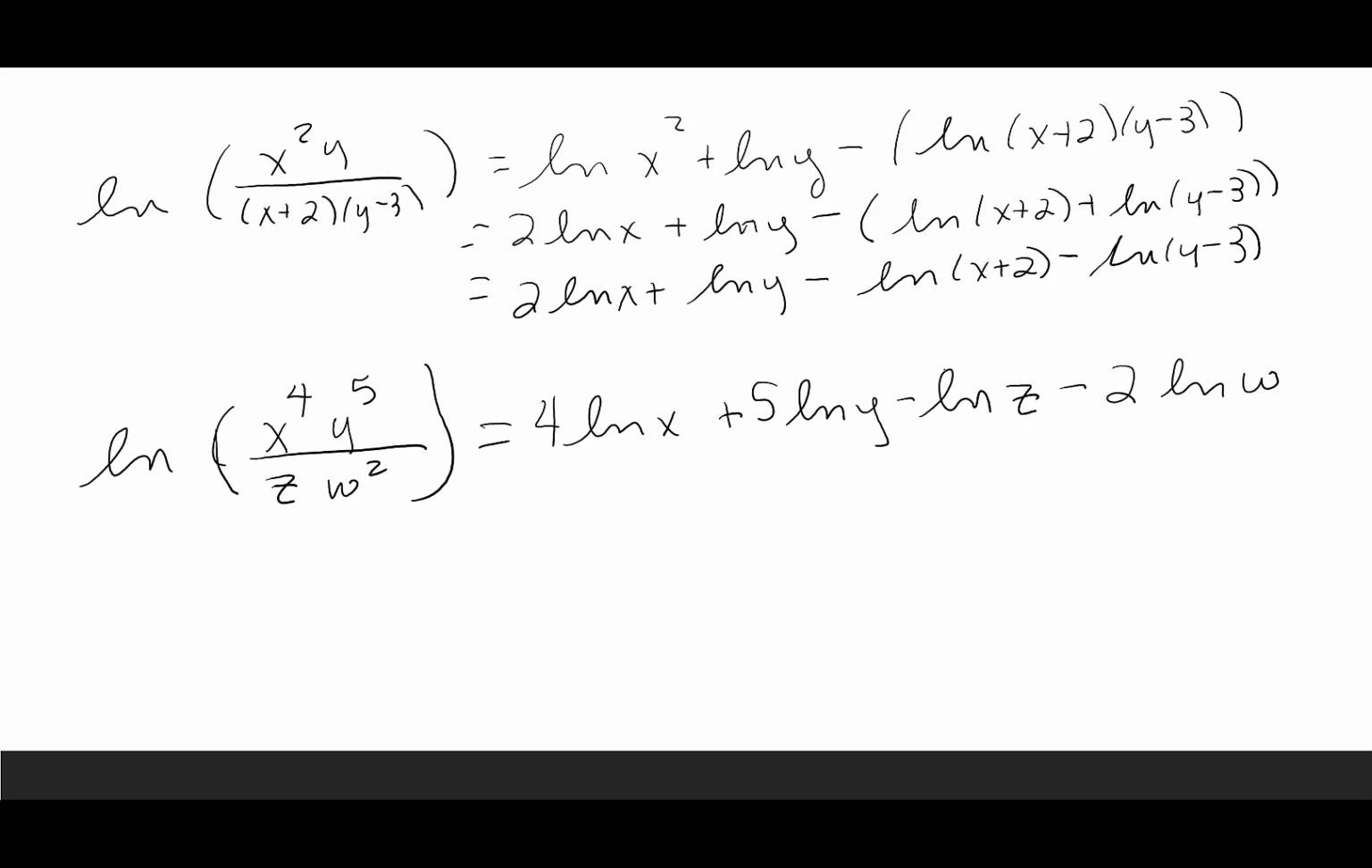I say keep it simple. There's no reason to write these 3 rows of answers if you can see it and write it all at once. So think positive for the numerator, negative for the denominator, one step as your expansion. That'll make things nice and easy.